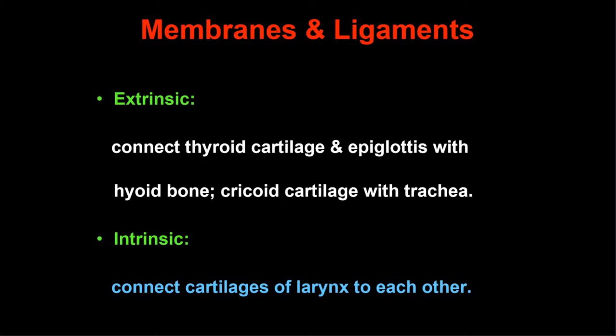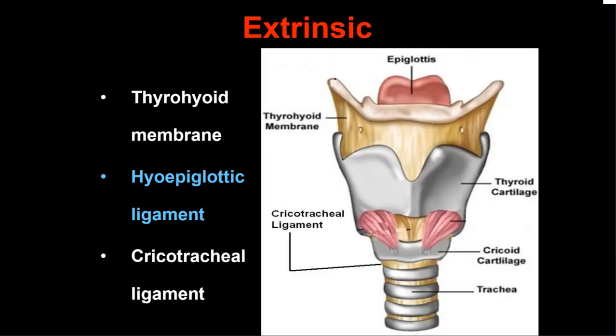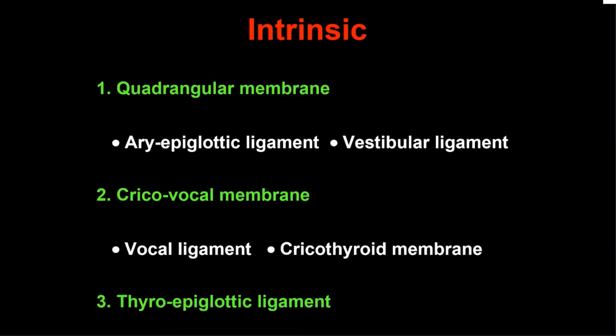Corniculate and cuneiform cartilages are also present. The corniculate cartilage would be present at the tip of the arytenoid cartilage. Cuneiform cartilage is a rod-shaped cartilage, and it is present within the aryepiglottic fold.